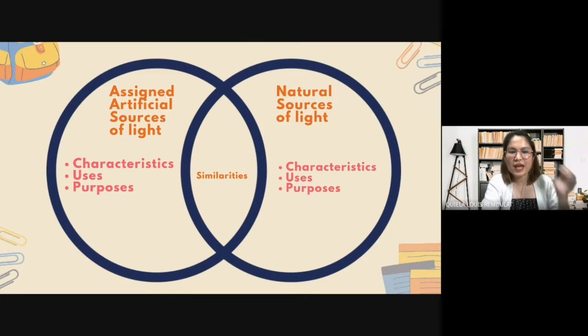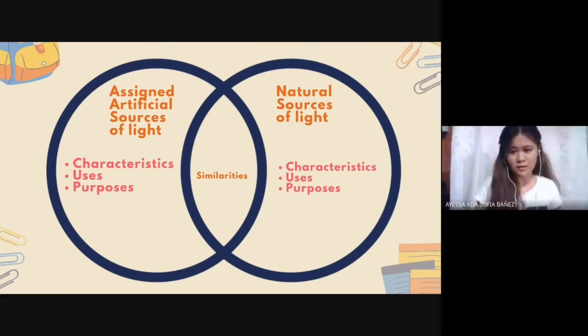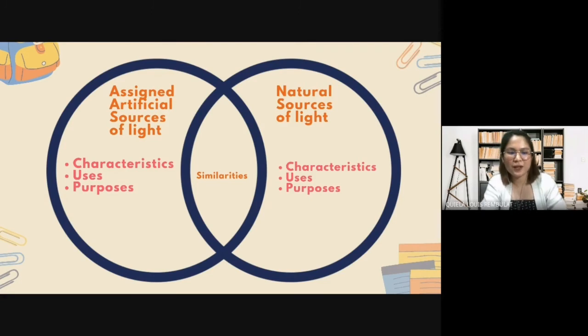Okay, very good. So this is the sample Venn diagram that you will need to do in your bond paper. So on the left side of your diagram, you will write the characteristics, uses, or purposes of the assigned artificial source of light. Then on the right side, you will write the characteristics, uses, and purposes of natural sources of light. Then finally, in the middle part, you will need to write the similarities. Although this is a pair group, each one of you will need to create a Venn diagram on your bond paper. Is that clear, children? Yes, po, teacher.